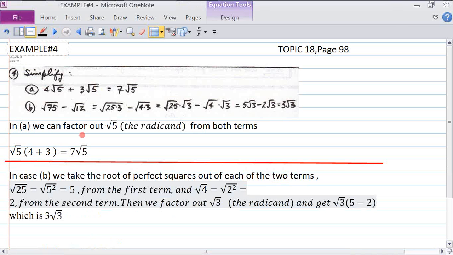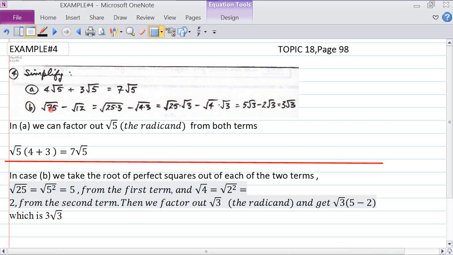Okay, so now we've got problem 4, 4 square root of 5 plus 3 square root of 5. And in this case, we're going to factor out from both of these to get this answer of 7 square root of 5. We're going to factor out the square root of 5 from the first term. If we multiply 4 times root 5, we get 4 root 5. If we multiply 3 times root 5, we get 3 root 5. Now, we factor out the root 5, and we're left with 4 plus 3. We add the 4 plus 3, and we get 7. So this simplifies to 7 root 5.